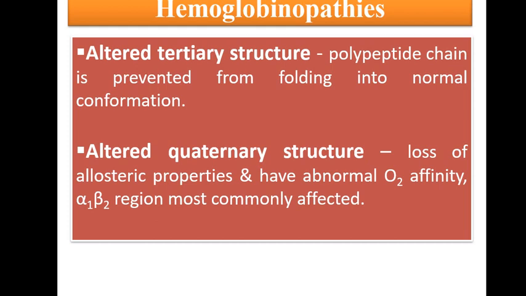Similarly, altered quaternary structure. Hemoglobin is an example of quaternary structure, and if the quaternary structure is altered, there is loss of allosteric properties. The allosteric property will not function and there is abnormal oxygen affinity. Oxygen cannot bind with the hemoglobin properly. This affects the alpha chain and beta chain. The alpha 1 and beta 2 regions of hemoglobin are most commonly affected.